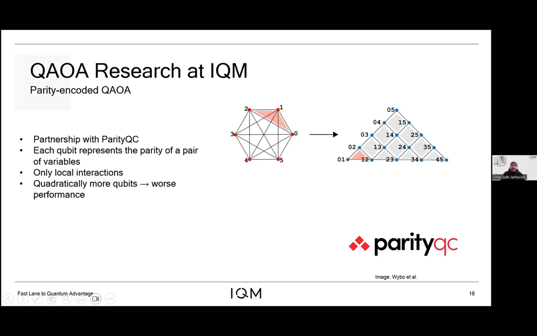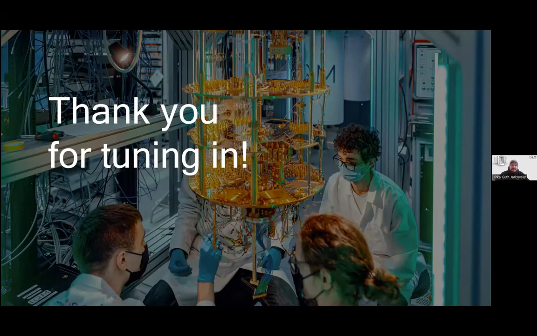And also then you need a bit more qubits than previously. So there are quadratically more qubits. So it also has some performance problems. And we are now researching with Parity QC about what these problems of this mapping are, how they can be remedied, and how it can be used in the best way possible. We just had recently a paper from one of my magnificent, awesome colleagues. And so that was everything from my side.